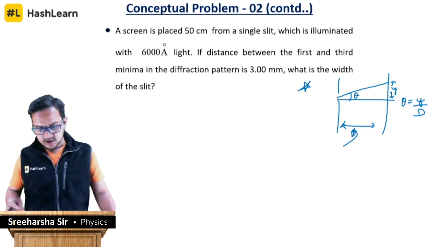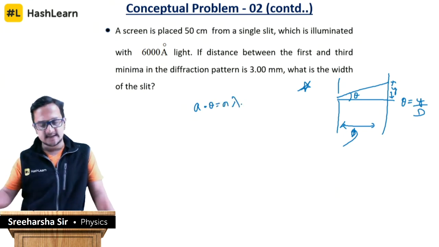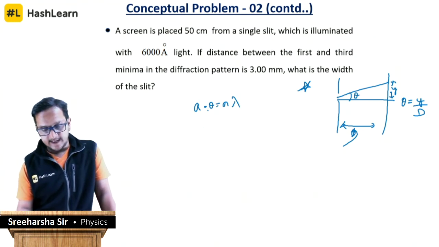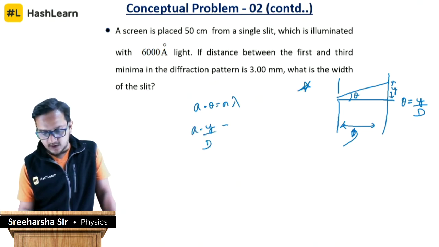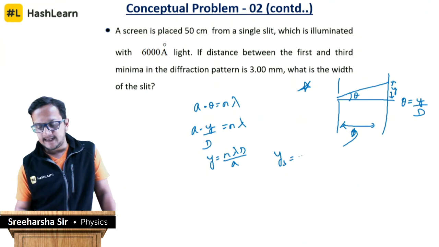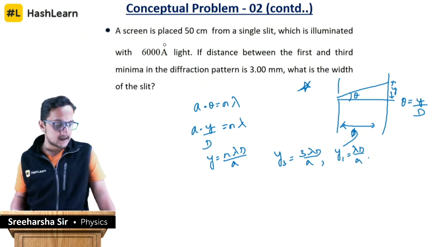Welcome on board. So theta is always fixed. For the minima condition, a into theta is equal to n lambda, because theta is small. So a into y by D is equal to n lambda, or y equals n lambda D by a. So for y3, it will be equal to 3 lambda D by a, and y1 is equal to lambda D by a. That is the minima condition.